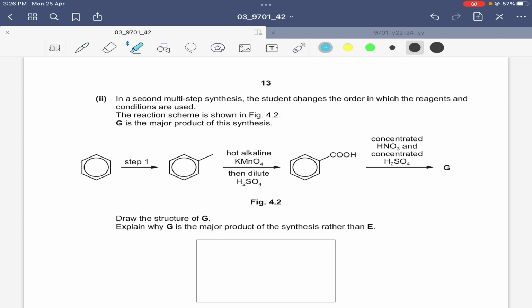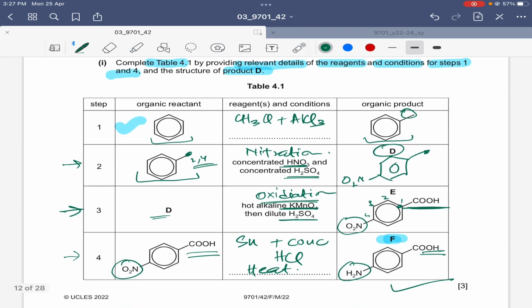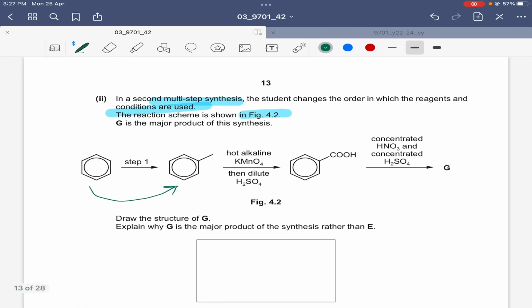Next, they're saying in a second multi-step synthesis, the student changes the order in which the reagents and conditions are used, right? The reaction scheme is shown in figure 4.2. And this time, if you look at these reactions, he converted benzene into methyl benzene. Like in the previous reaction, he first converted benzene into methyl benzene, then did the nitration of methyl benzene, and afterwards the oxidation. But this time, once he converts benzene into methyl benzene, he further does the oxidation reaction.